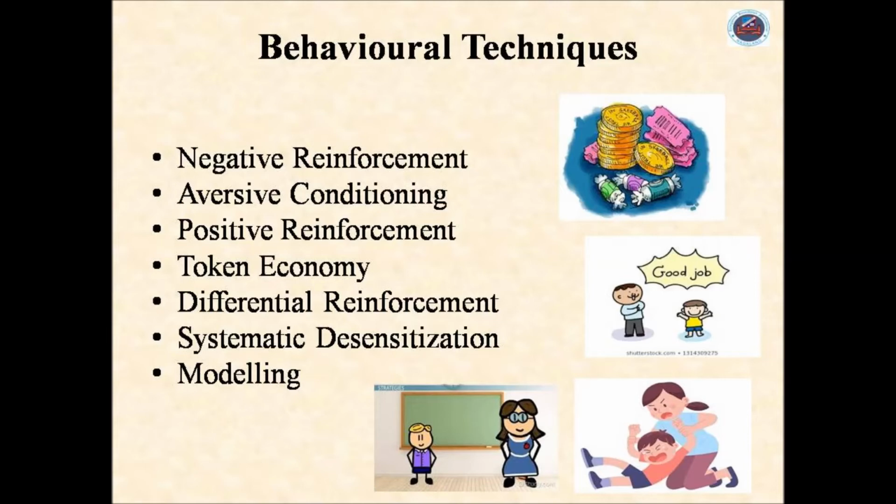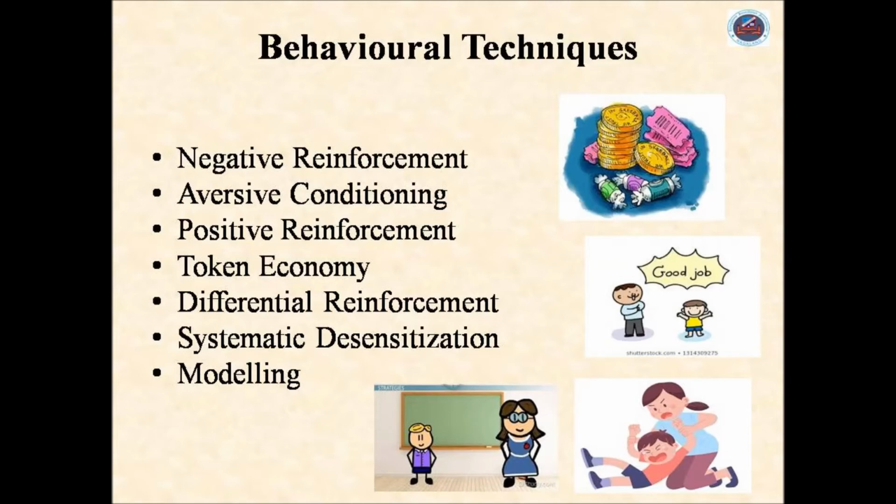Then comes token economy. A person with a behavioral problem can be given a token as a reward every time a wanted behavior occurs. Each time he or she does good, a token will be given, and these tokens will be collected and exchanged at the end in the form of a reward, like promising him or her, or taking her for an outing. This comes in the form of a token economy.